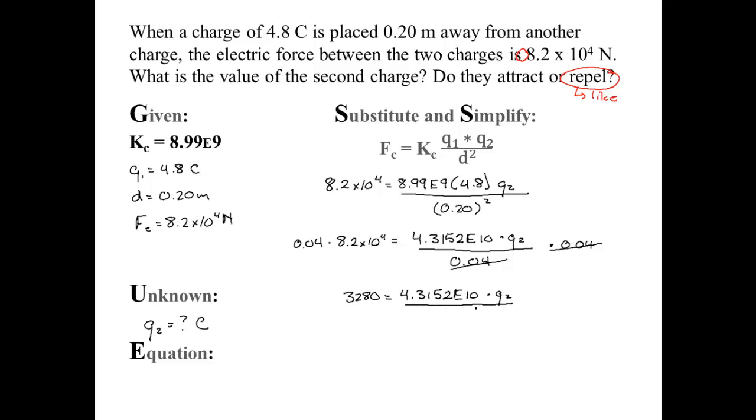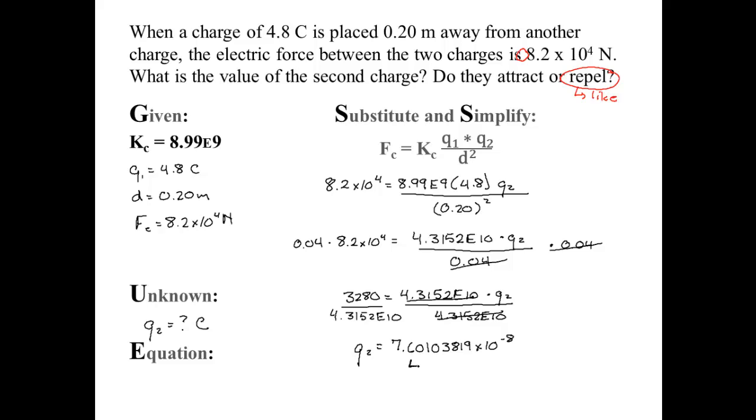Now to get Q2 all by itself, I'll divide the right-hand side by this number so that they cancel. Whatever I do to the right, I have to do to the left. And when I put this in my calculator and solve, I get Q2 equals 7.60103819 times 10 to the negative 8.